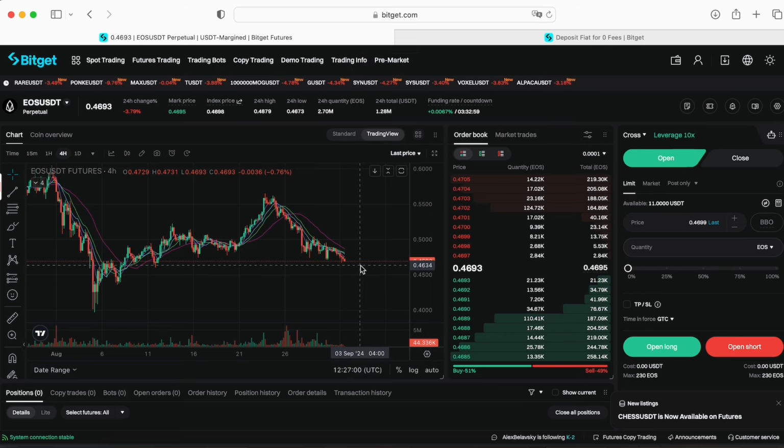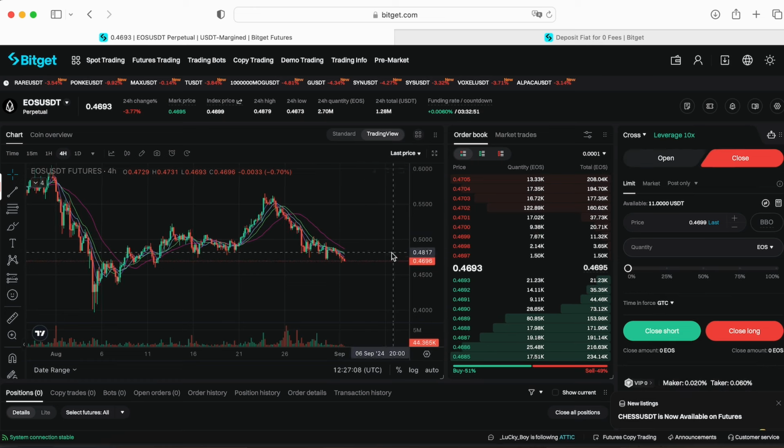I can open a long position. It means I place my bet that the price will go higher. Or I can open a short position. It means I think the market will go down. And yes, on spot we can make money only when the price goes up. On futures trades, we can make money even if the price goes down.